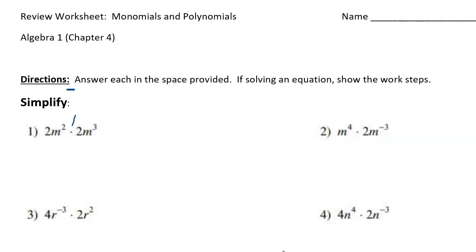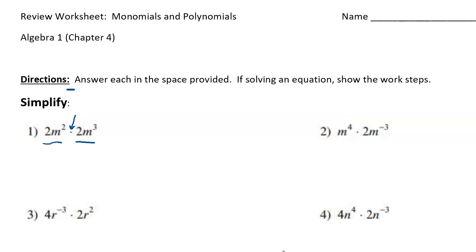Question 1. The dot in the middle tells us this is a multiplication problem, so let's take a look at what's being multiplied. 2m to the second power is a monomial. It has a coefficient 2 and a variable, the m to the second power. It's being multiplied by this other monomial, 2m to the third power.